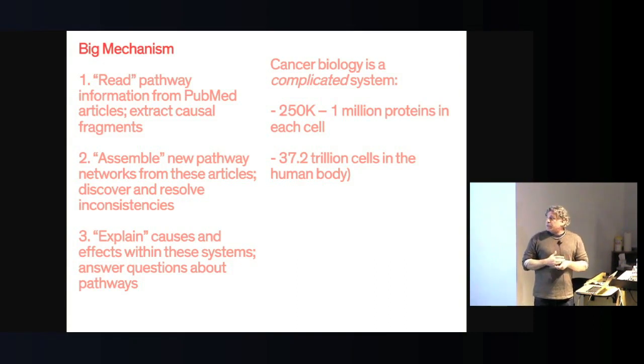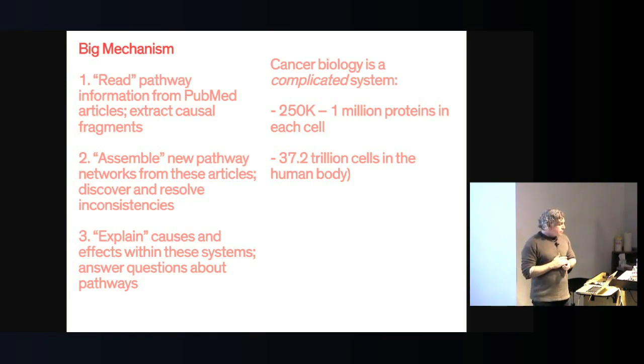So the goal of the Big Mechanism Project is a natural language processing project to read pathway information, to extract knowledge from PubMed articles, and specifically to extract what they're calling causal fragments, and potentially to assemble new pathway networks from these articles, and then finally to use that knowledge to explain causes and effects within biological systems and let domain experts answer various questions about the pathways.